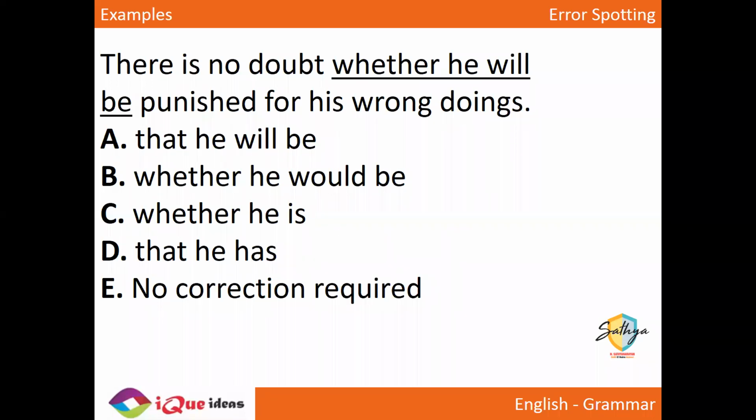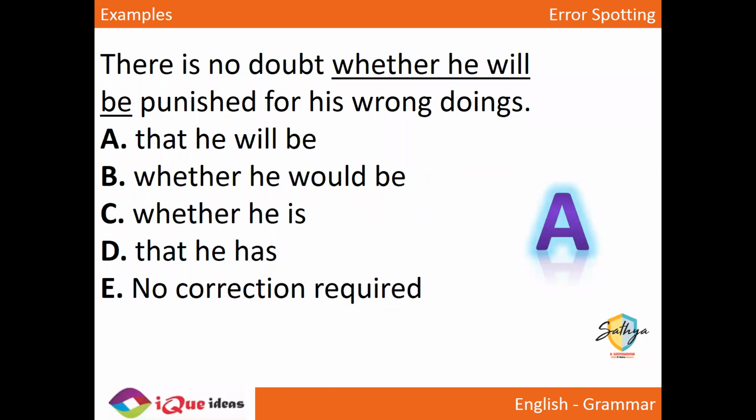Whether generally comes with "or not." But when there is no doubt at all, you cannot give options. When there is doubt about something, then we talk about options. Here you are saying there is no doubt. So the word whether actually says there is an option. So that is incorrect. Correct is: there is no doubt that he will be punished for his wrongdoings.